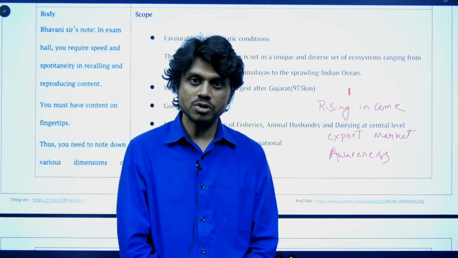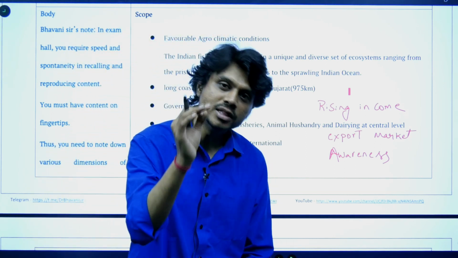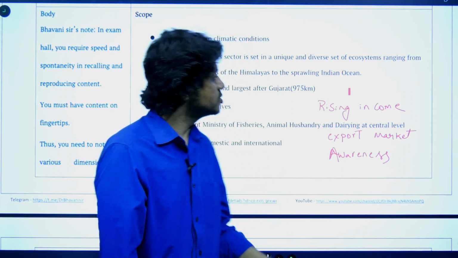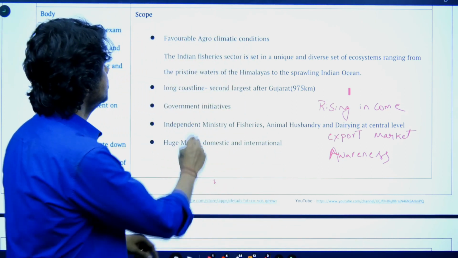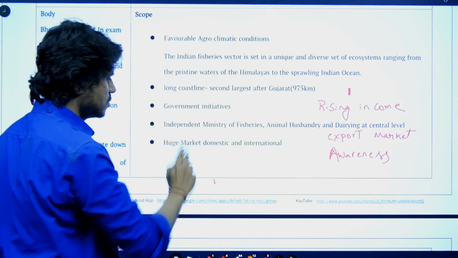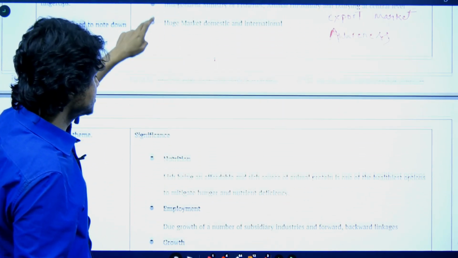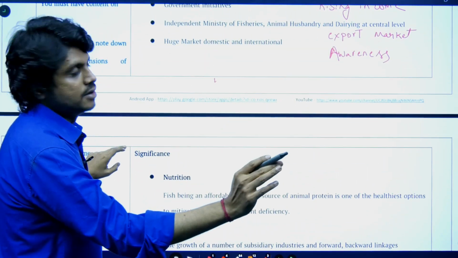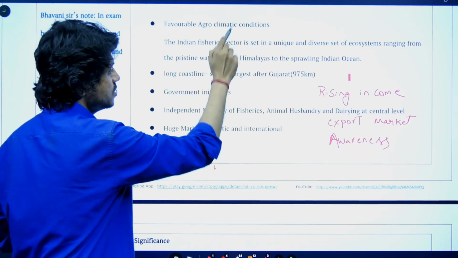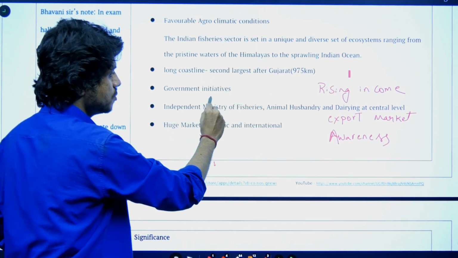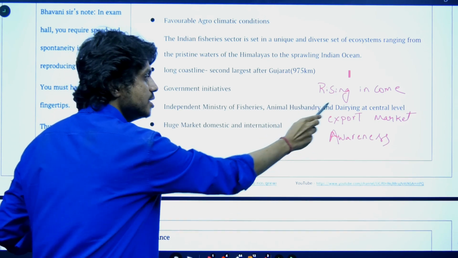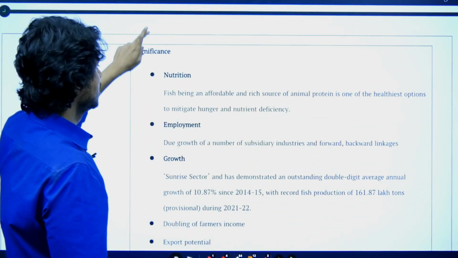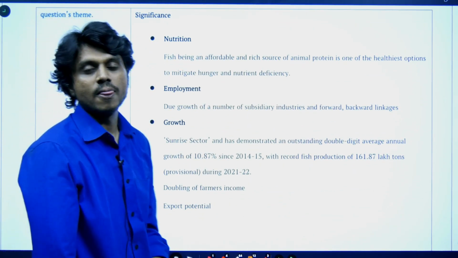If you have to export, it should be in a proper healthy format. So the government is promoting various things. So this comes to your scope. Scope is different from the significance. Be very clear. All these are the points for the scope: geographical conditions, government initiatives, presence of the market, rising income, and the awareness. Now, what is the significance?